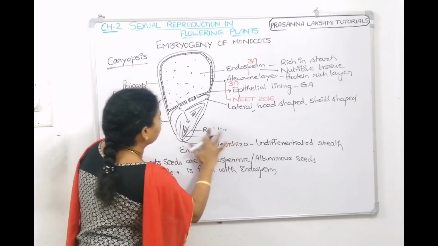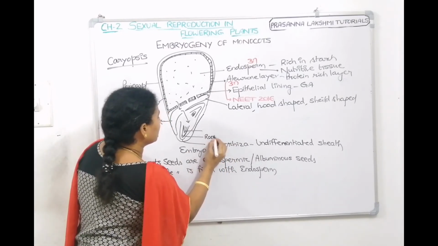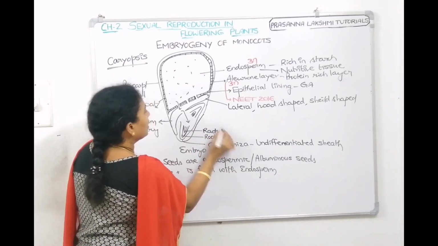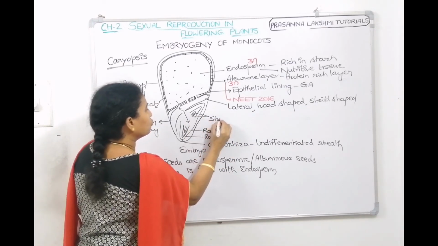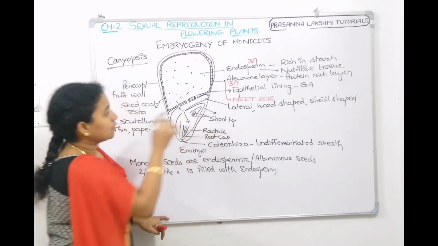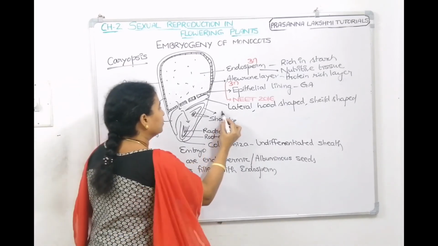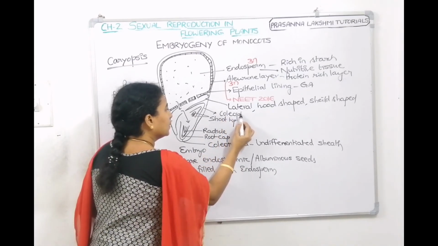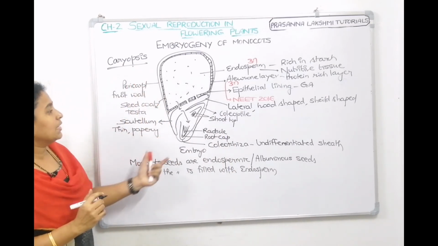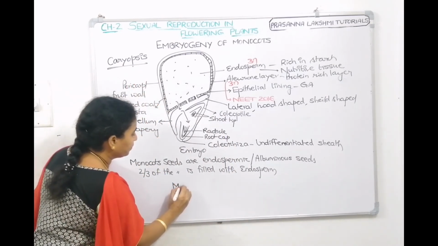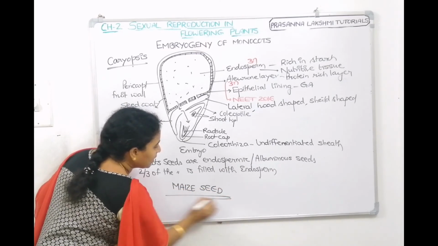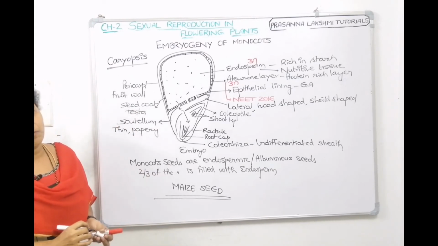This will be the root cap and on the top will be the radicle, right? And what is this? This is the shoot tip. And the shoot tip is covered by one more sheath. What is this sheath called? Coleoptile. This is coleoptile. This is the structure of a monocot seed, and this is the structure of which seed? Maize seed. We have taken maize seed to study the structure of a monocot seed.